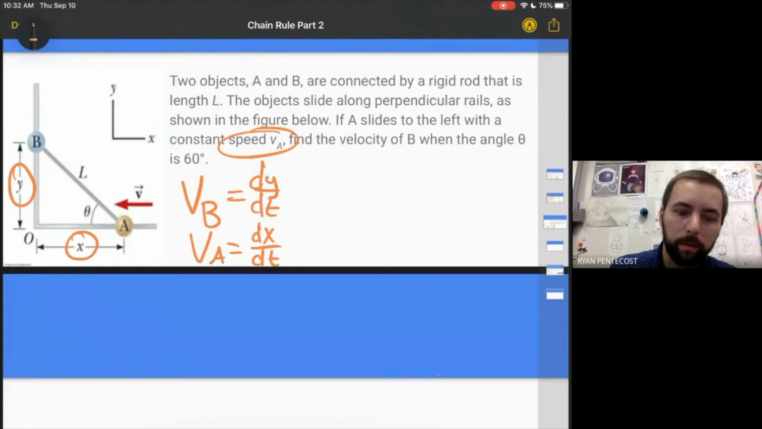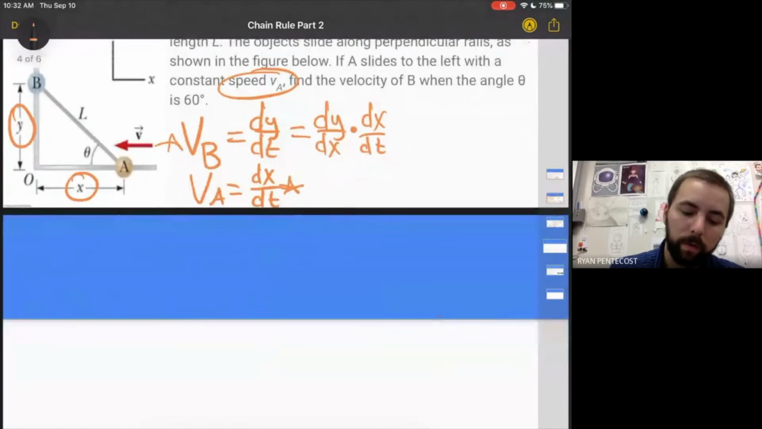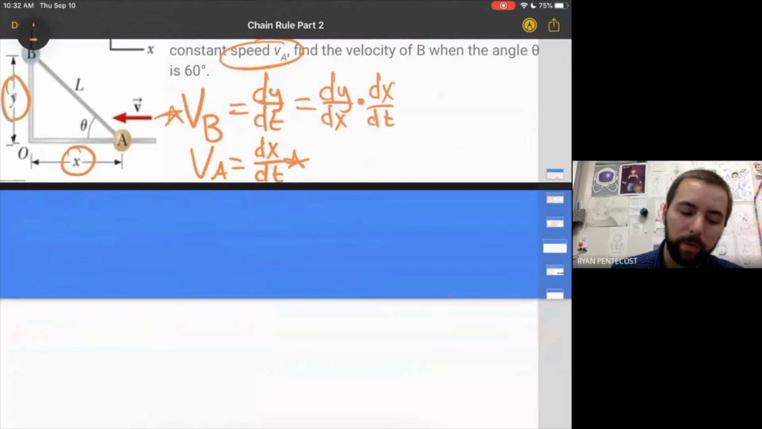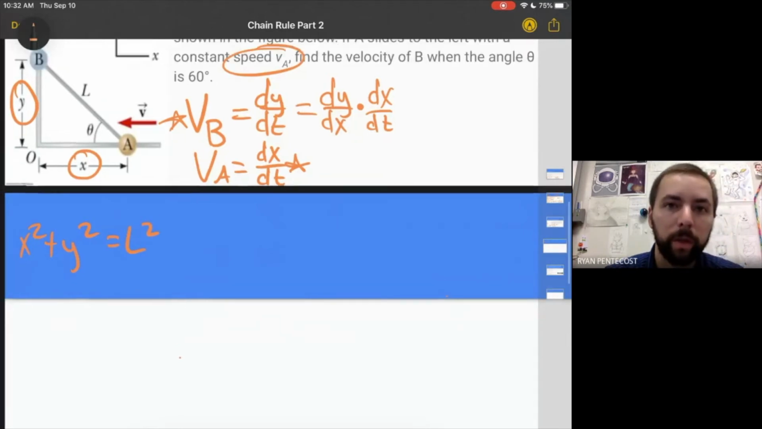Now what we could do is break down dy/dt. Let's say that's dy/dx times dx/dt. We have this given right here that we can use to our advantage. So let's look at the geometry. Okay, we've got our goal, we've got our givens. This is a right triangle, and we can use the Pythagorean theorem to say that x squared plus y squared would equal L squared, if we look at the perpendicular rails there.